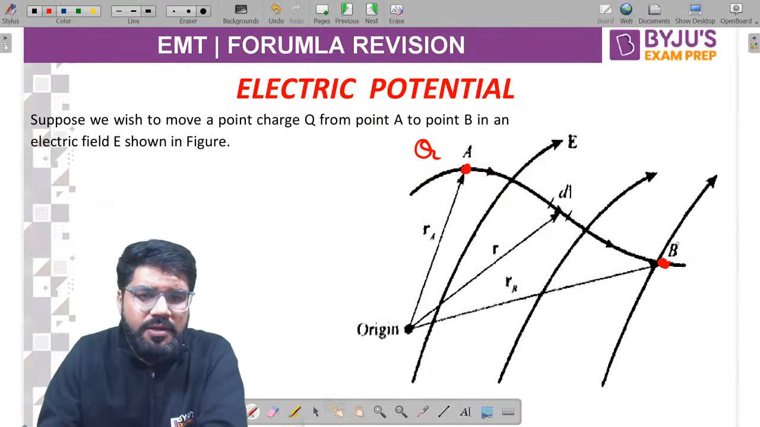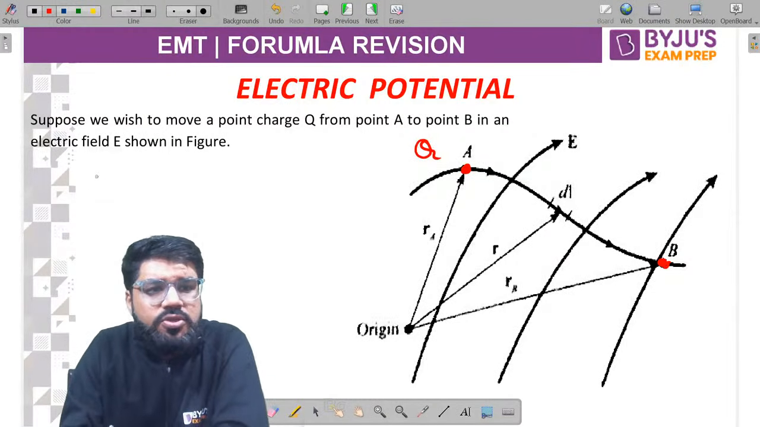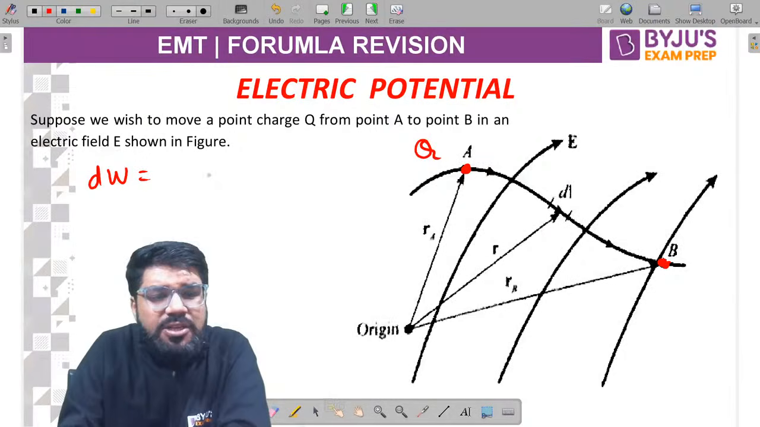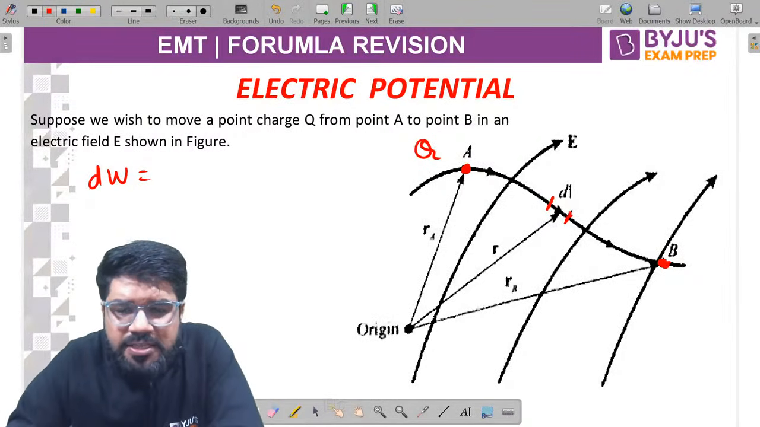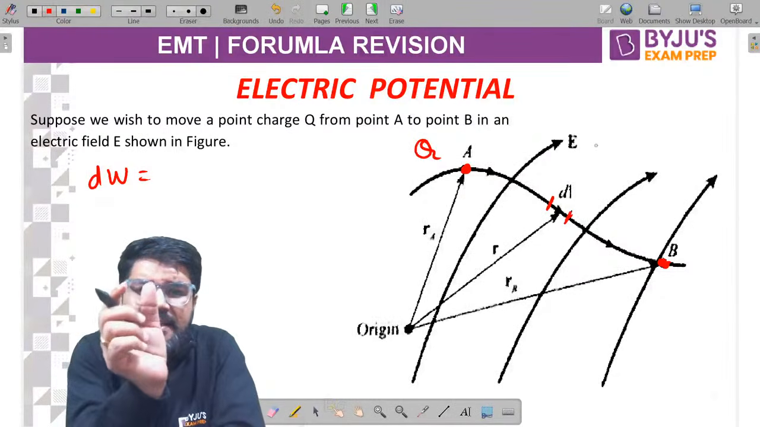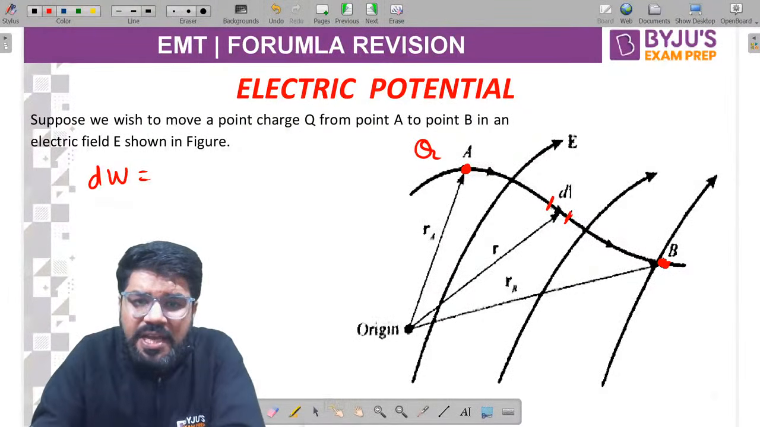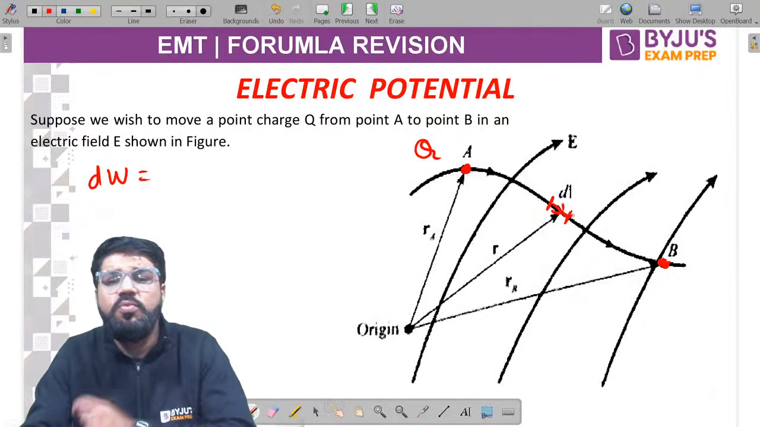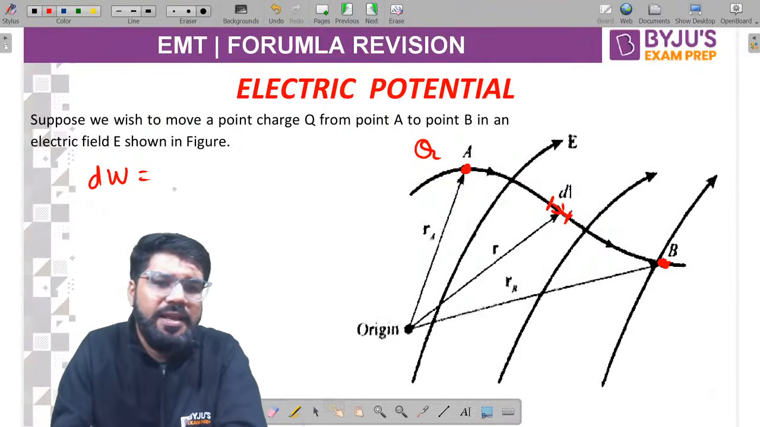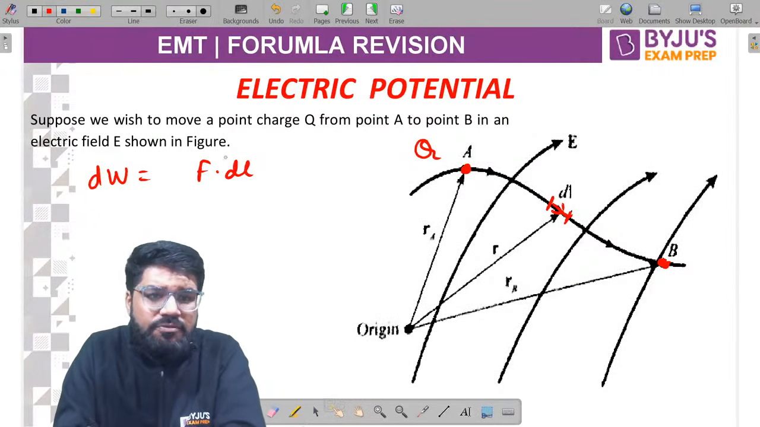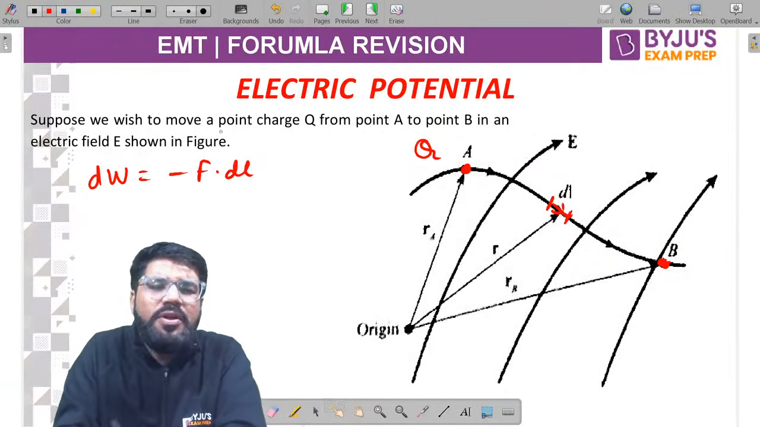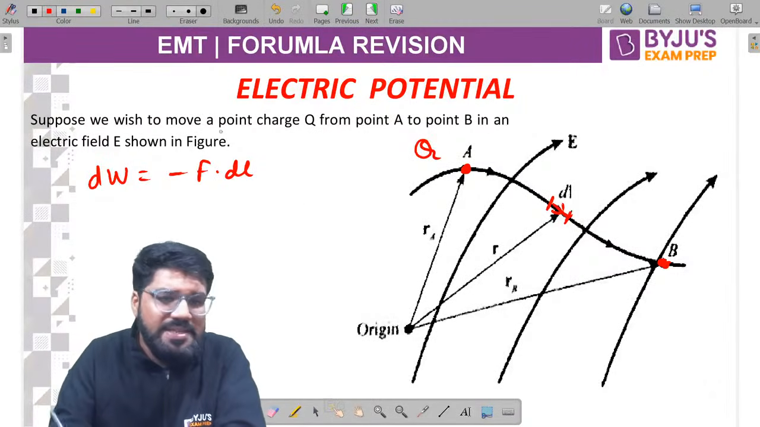What is the work done? So see, if you move the point charge from A to B, forget A to B, let's consider a very small displacement of the charge, and that small displacement is given by the length dl. Suppose you move the point charge through a small length dl. So what is the work done? It is given by F dot dl. The work done is minus F dot dl, we'll talk about the significance of the minus sign separately.